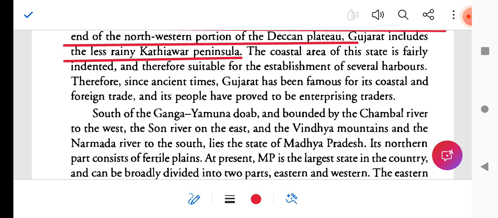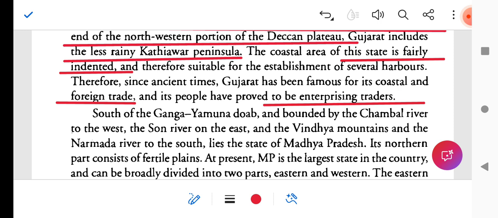The coastal area of this state is fairly indented and therefore suitable for the establishment of several harbors. Therefore, since ancient times, Gujarat has been famous for its coastal and foreign trade, and its people have proved to be enterprising traders.